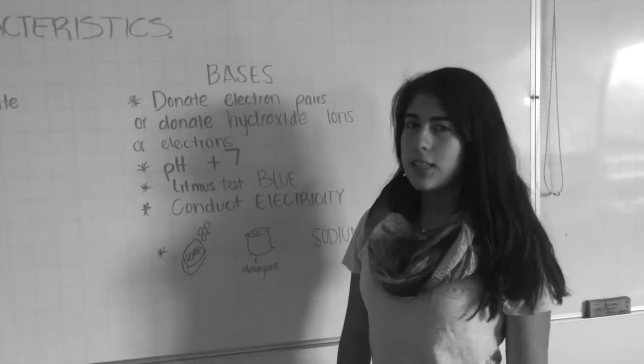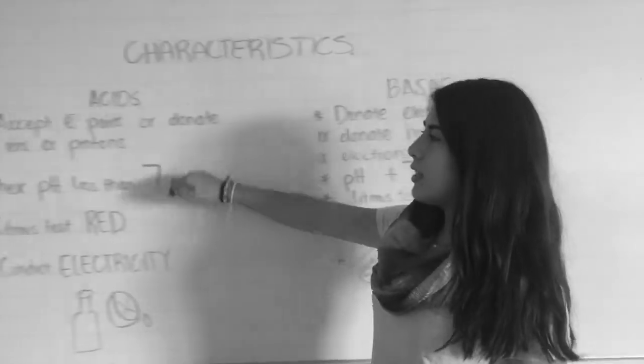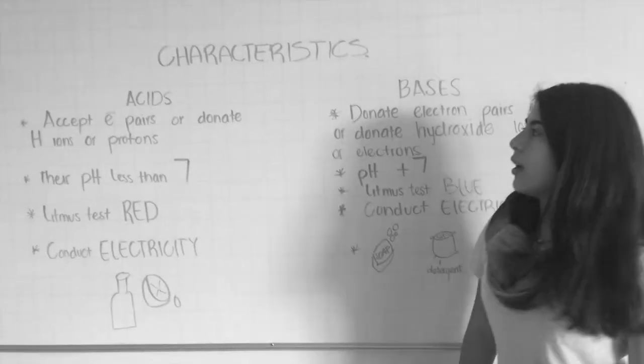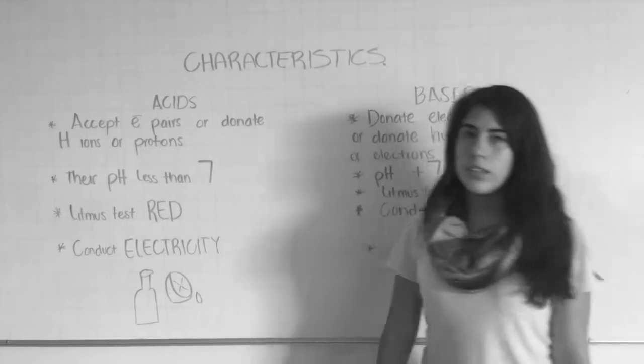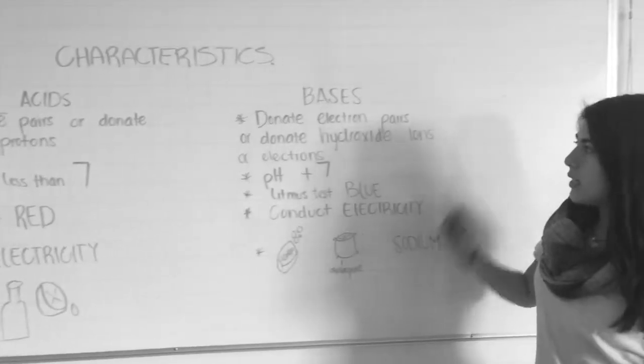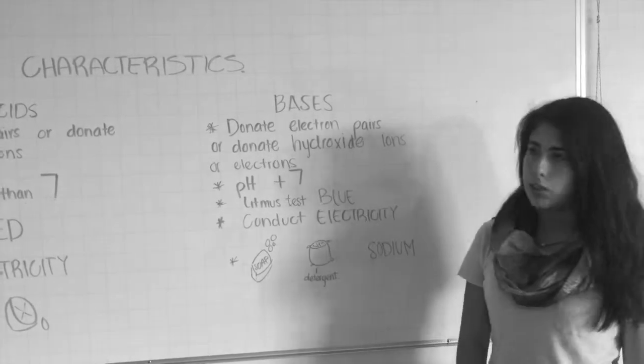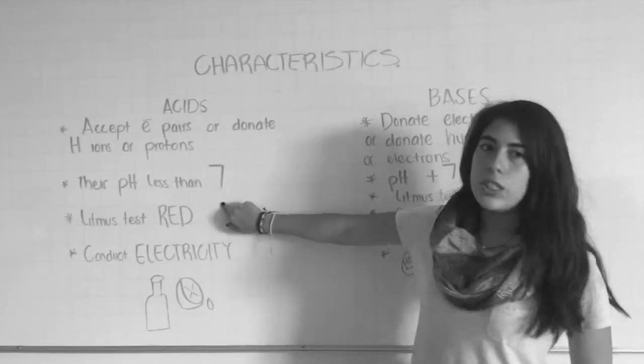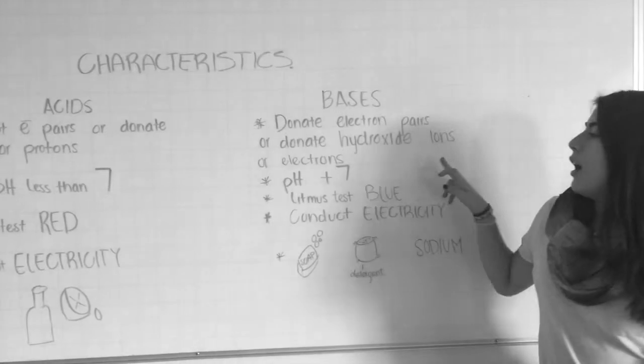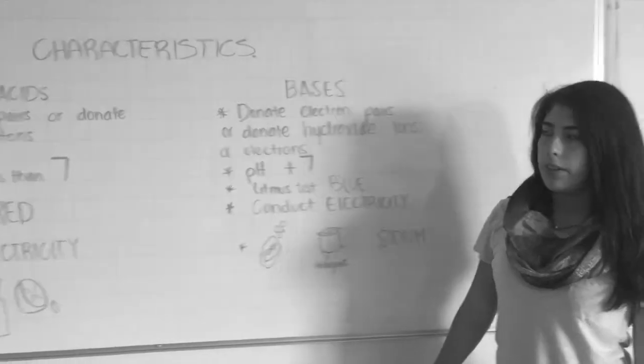Characteristics of acids and bases. Acids can accept electron pairs or donate hydrogen ions or protons. Bases donate electron pairs or donate hydroxide ions or electrons. The pH of acids is less than 7 and the pH of bases is greater than 7.